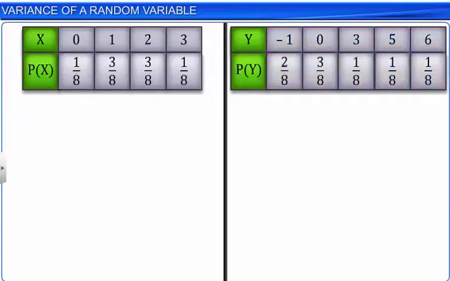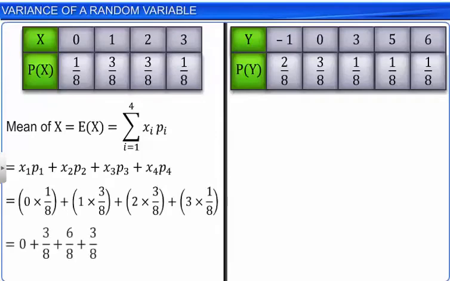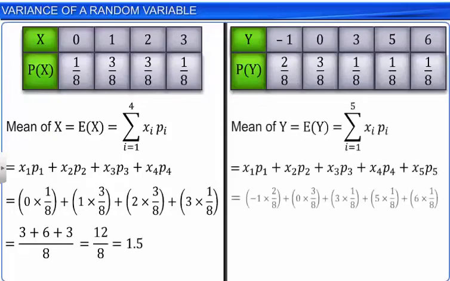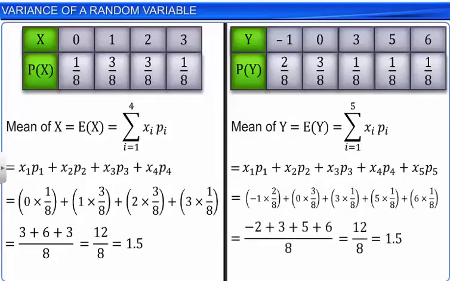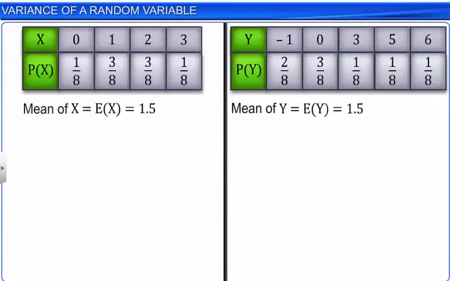Let's calculate the mean of the random variables in both the cases. The mean of random variable x in the first distribution is 1.5. The mean of random variable y in the second distribution is 1.5. Observe that both the distributions have the same mean. However, it does not give us any information about the variability in the values of the random variables.